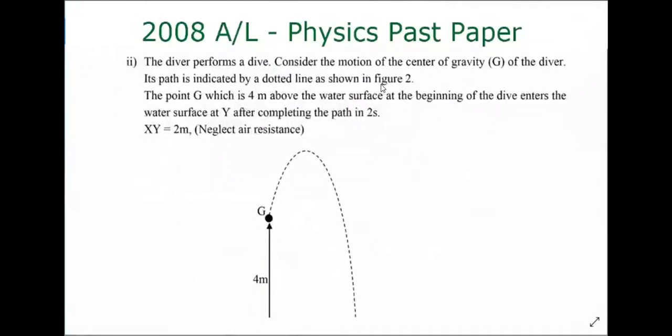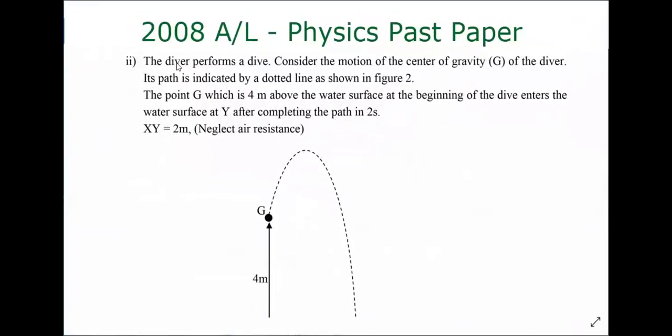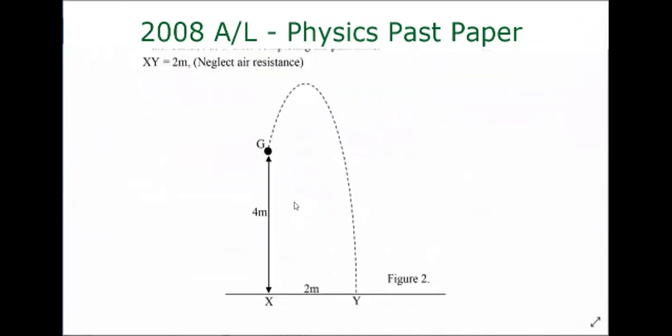Number 2, let me read the question for you. Listen to me carefully. The diver, it means the boy, performs a dive. Consider the motion of the center of gravity of the diver. Its path is indicated by a dotted line as shown in figure 2. This is figure 2. So this dotted line indicates the path followed by the center of gravity of the boy.